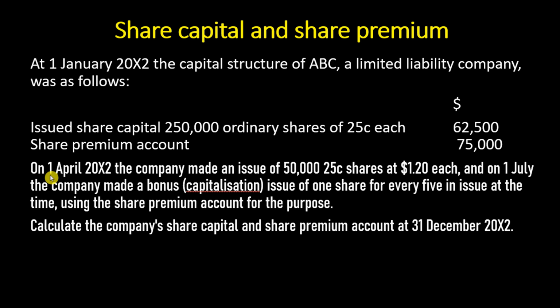$75,000. On 1 April 20X2, the company made an issue of 50,000 25-cent shares at $1.20 each, and on 1 July, the company made a bonus capitalization issue of 1 share for every 5 in issue at the time, using the share premium account for the purpose. Calculate the company's share capital and share premium account at 31 December 20X2.